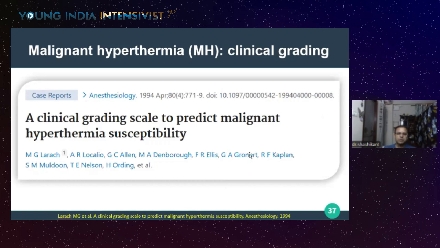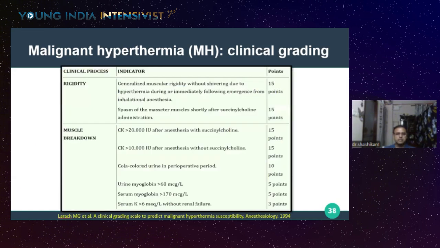So we have a clinical grading scale to predict how likely malignant hyperthermia is when we have clinical signs and symptoms corresponding to it. This was developed by Larach et al. in 1994, and it includes 6 parameters. So we have rigidity, and in each category there are different defining cutoffs or criteria, and they are given certain points. Like in rigidity, where there is generalized muscular rigidity without shivering, or spasm of the masseter muscle after succinylcholine administration, they have given 15 points each.